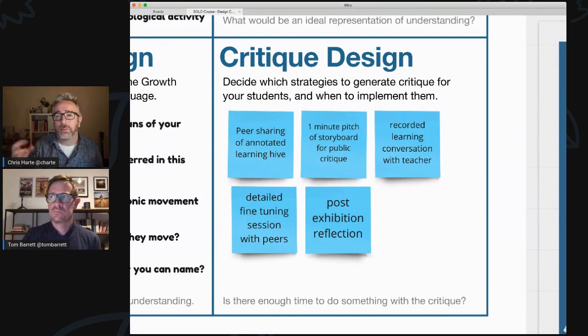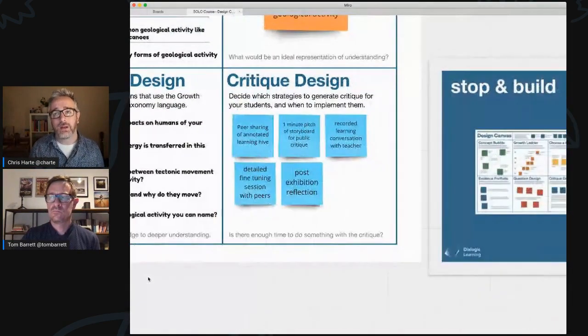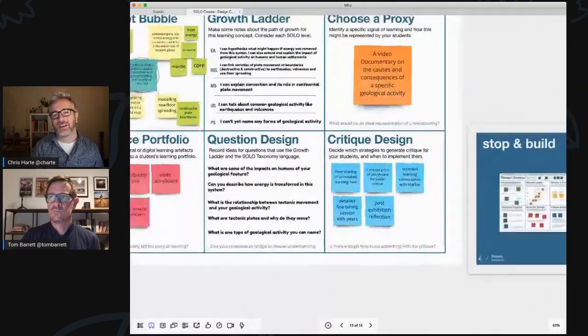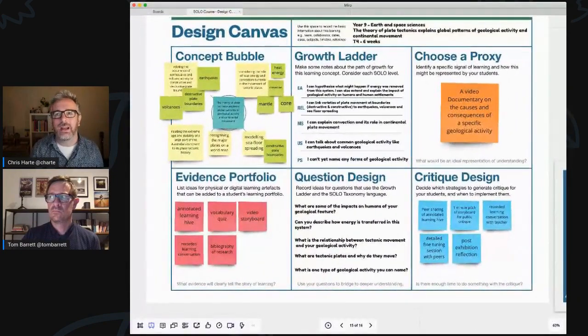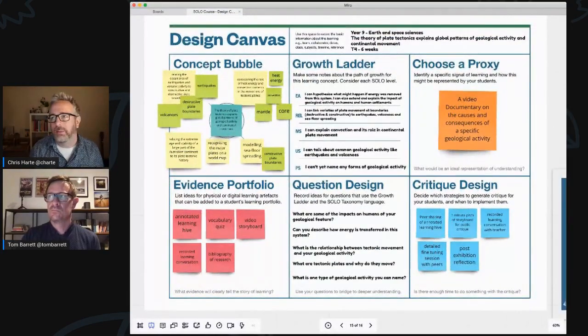So honestly, it took me probably about 20 minutes to do the whole thing. I've had a lot of practice, so it might take you a little bit longer, but you can definitely get it down to something which is really, really manageable in terms of creating a design canvas.